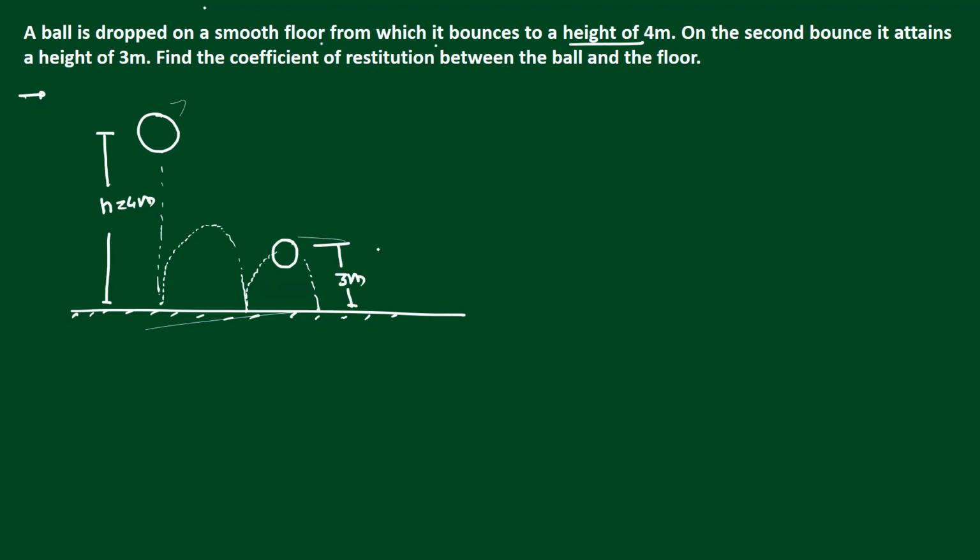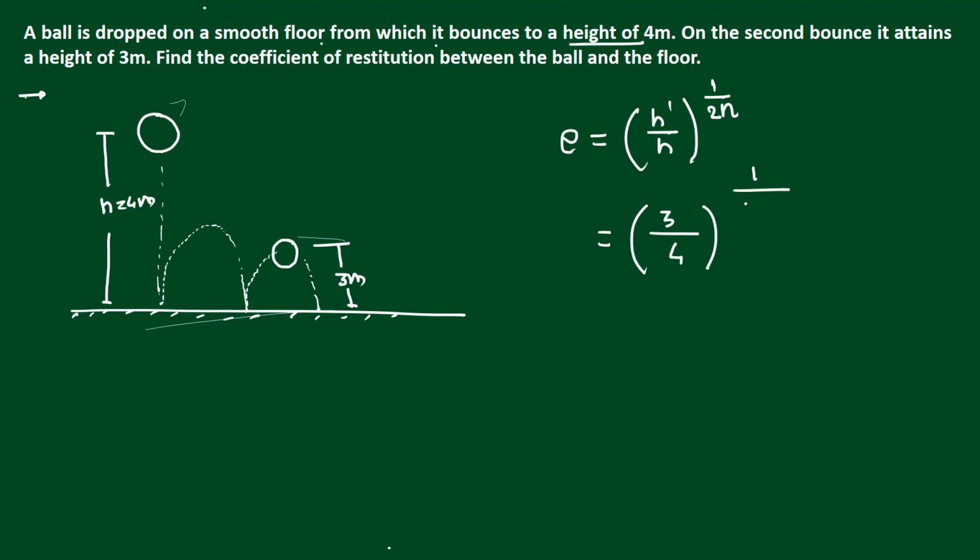We can determine this coefficient of restitution by the relation E is equal to (h dash upon h) raised to 1 upon 2n. Here the h dash value is 3 meter, the h value is 4 meter, and for 1 upon 2n, the number of bounces is 2. If you solve this, you will get the answer 0.866. So this is how we can determine the coefficient of restitution after n number of bounces. We should know the initial height and the final height.